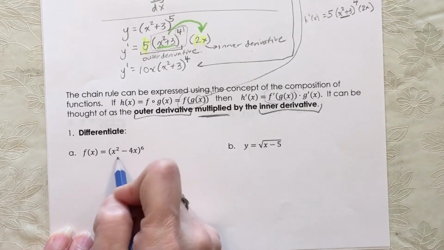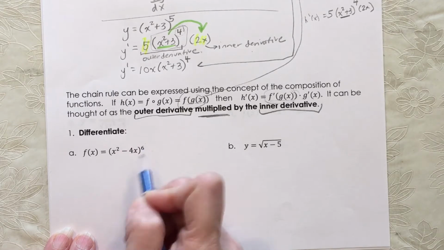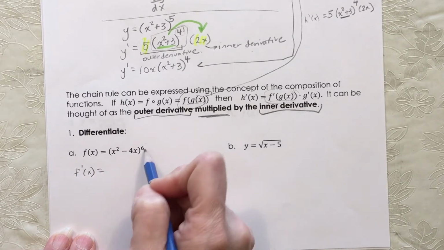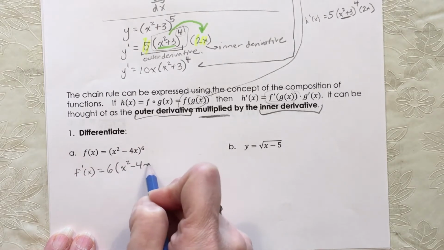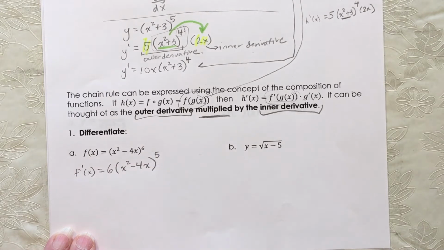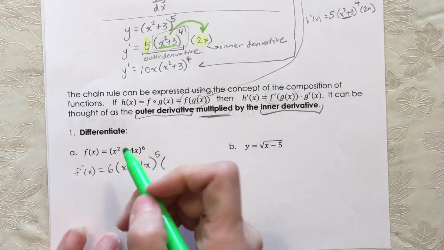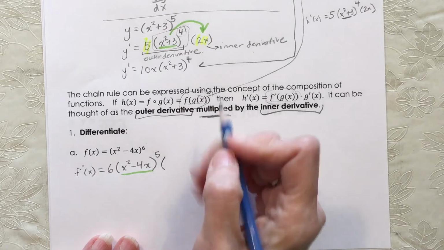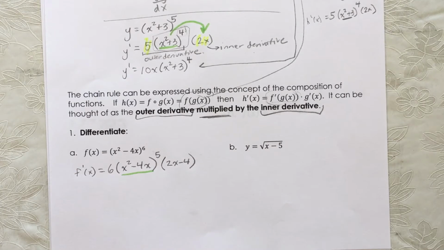So it's already expressed as a power of a function, so some function, x squared minus 4x, to the power of 6. So it's ready to be differentiated using the chain rule. So first we're going to do the outer derivative, so that's going to be 6 times whatever is inside the bracket to the fifth, there's the outer derivative, multiplied by the inner derivative, so the derivative of what's inside. So the derivative of x squared minus 4x would be 2x minus 4. And that would be the derivative.